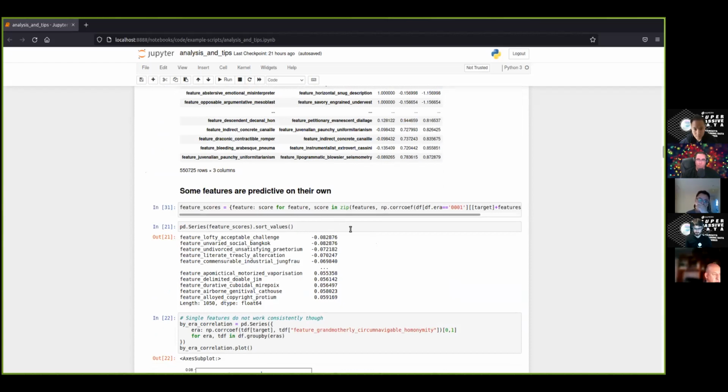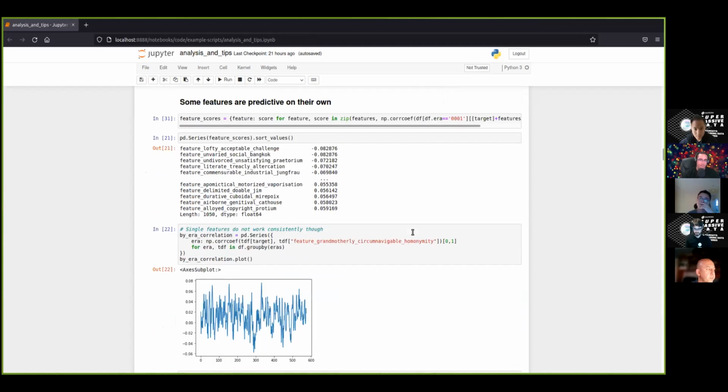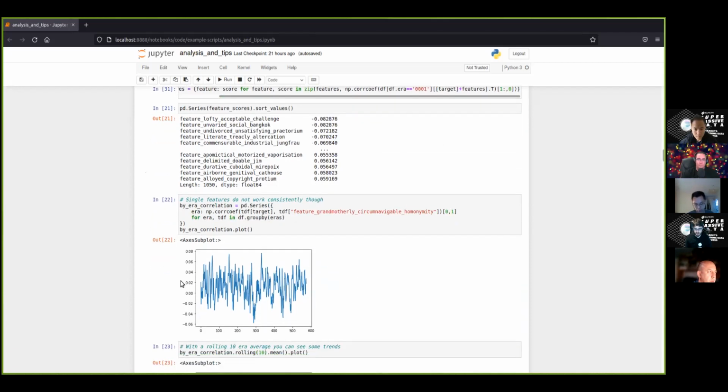Features have some predictive power just by themselves, but this is just showing the correlation for one era. If you look at a given feature across eras, you can see that how correlated it is with the target can vary a lot era to era. So you can think of that as a feature working or not working depending on the era. This plot is similar for all the eras. There's no feature that consistently has a positive correlation with the target. That's just life.